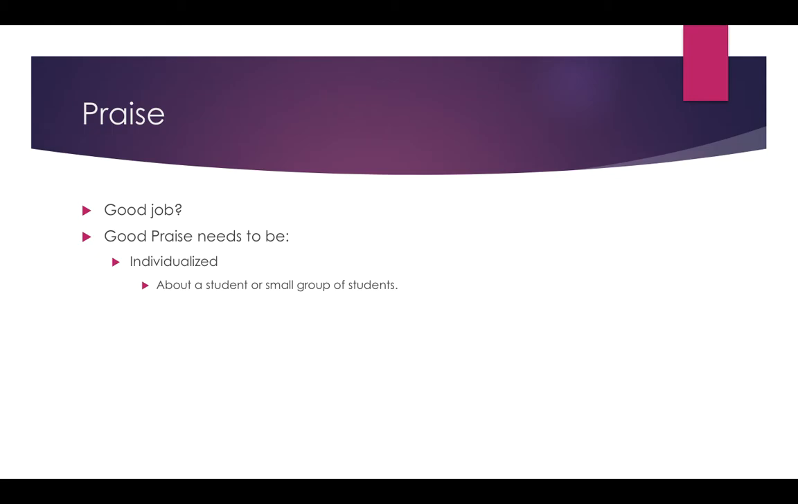So I don't just want to say "good job" to the whole class. I want to say, "Billy, good job," right? Or "Red team, good job." And then our second point is it needs to be specific. We want to name the behavior that we're praising for. So I want to say something like, "Billy, thanks for being in your seat," or "Red team, thanks for being on task," right? Or "Thanks for writing that down. Thanks for looking at me."